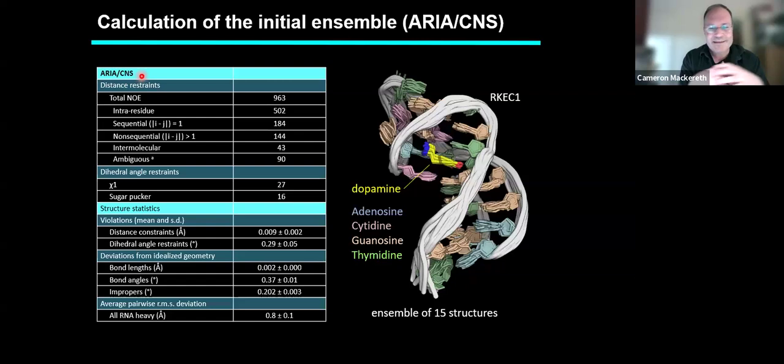And then we use CNS, which is the program that actually does the structure calculation based on the information that we give it. And what's nice to see is this top number here. The total NOE basically means the number of distance restraints we have between hydrogens in the DNA and dopamine that relate to some structural information. It's pairs of hydrogens that we know roughly the distance between them, and we can use that to determine basically the structure of the DNA bound to the dopamine.